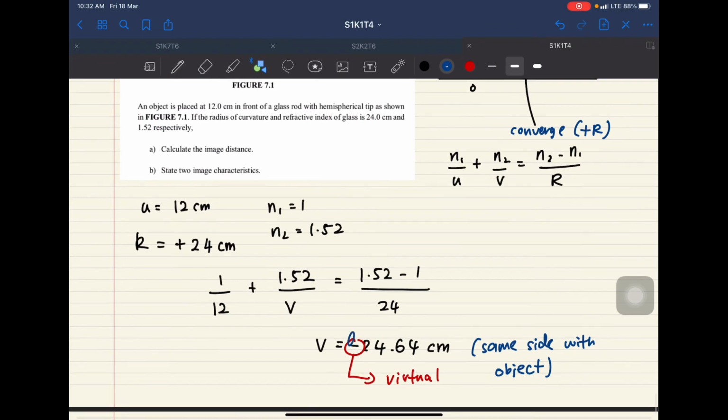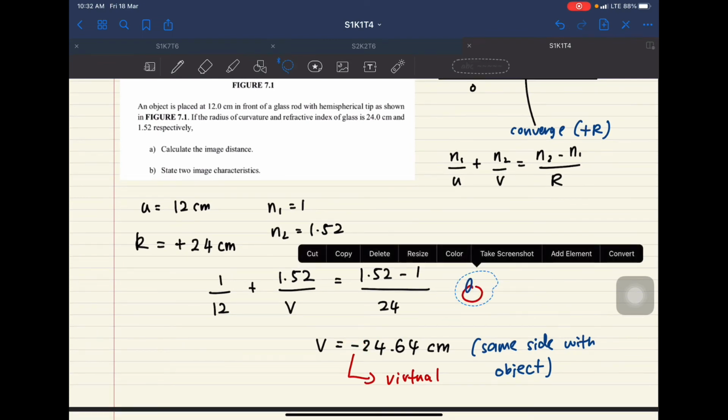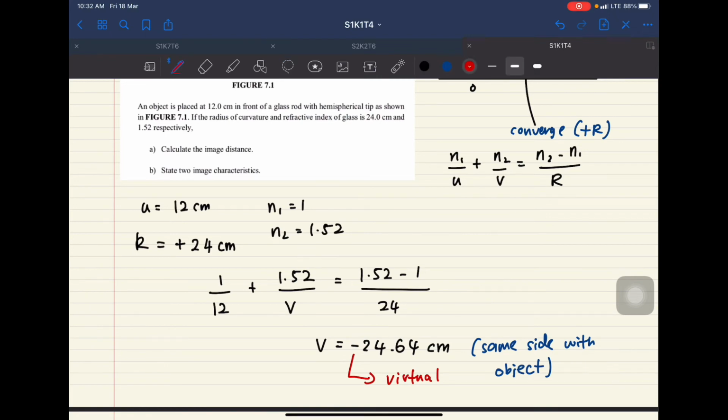Okay, I just take this. Oops. Just want to color this one. Oops, it's too big. Okay.